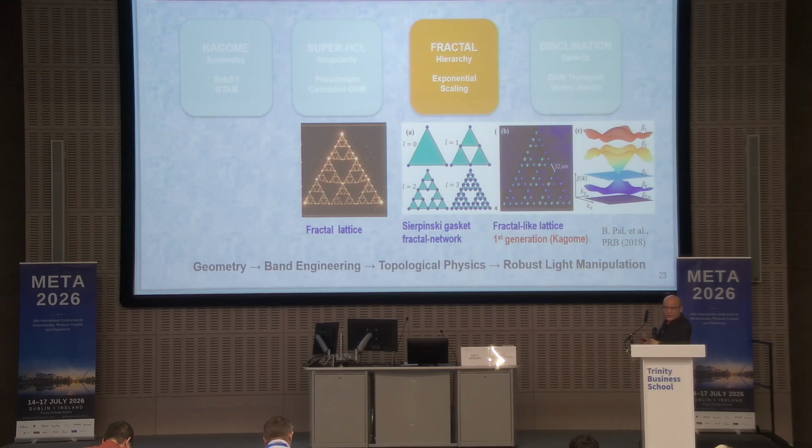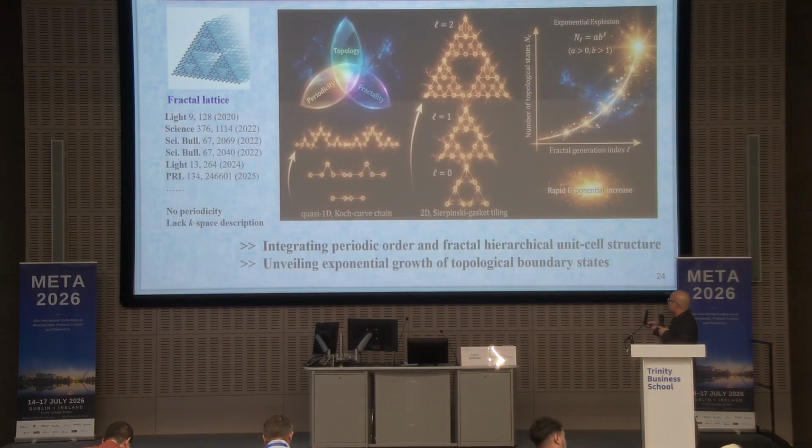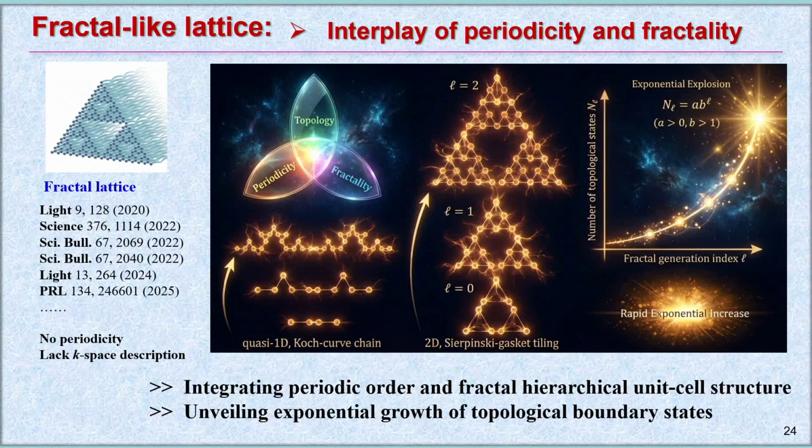So the conventional Bloch band theory and bulk-edge correspondence will not apply. So what we did here is use the fractal as a unit and then construct the lattice structure, called a fractal-like structure. And this is the first generation. Again, the first generation is the Kagome lattice. This illustration here gets you the idea.